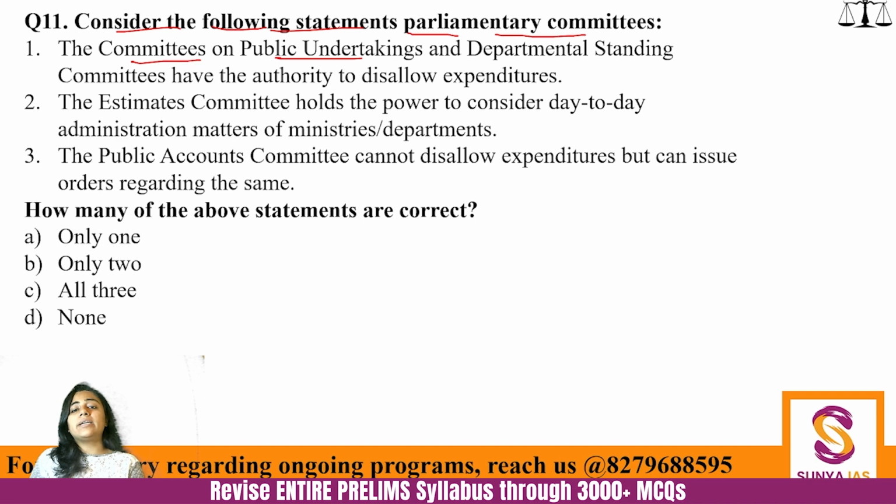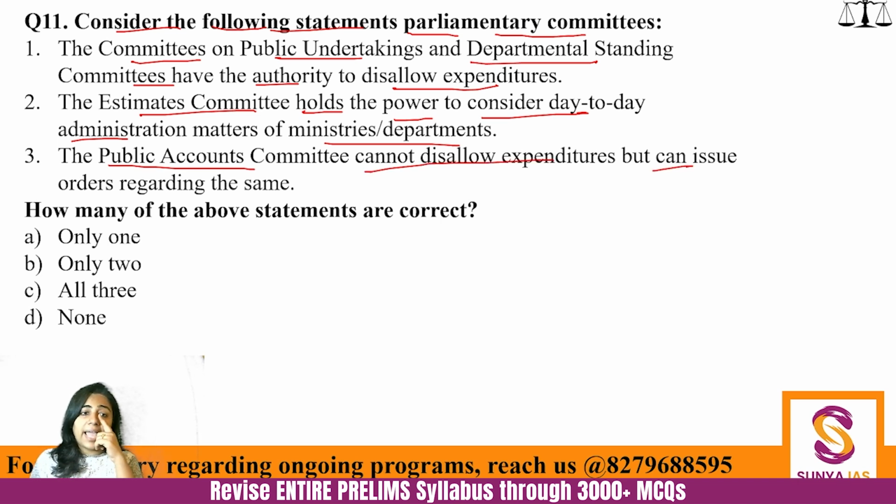Next one. Consider the following statements regarding parliamentary committees. Committee on Public Undertakings and department-related standing committees have the authority to disallow expenditures. The Estimates Committee holds the power to consider day-to-day administration matters of ministries and departments, and Public Accounts Committee cannot disallow expenditure but can issue orders regarding the same. How many of the given statements are correct? Now, this should be a walkover for you. There is nothing that is difficult in this.